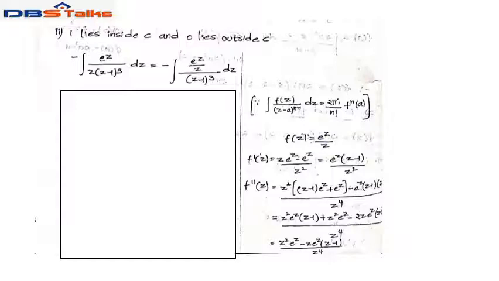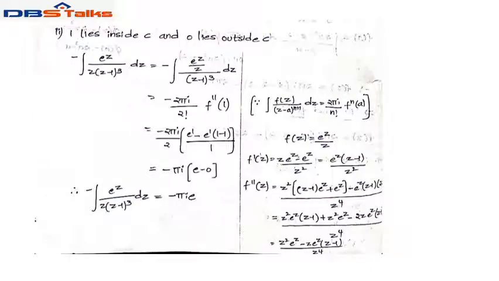So in this problem we have to use this formula: integral f of z by (z minus a) whole power n plus 1 dz equals 2 pi i by n factorial into f power n of a. So here in this problem f of z is e power z by z. Now we have to find f double dash of z. First, to find f dash of z, this is the u by v formula. Then we get e power z into (z minus 1) by z square. Again using the u by v formula, we get f double dash of z equal to (z square e power z minus z e power z into (z minus 1)) by z power 4. So this is the f double dash of z.